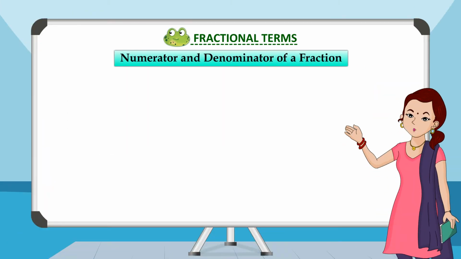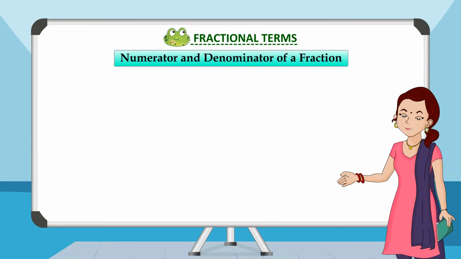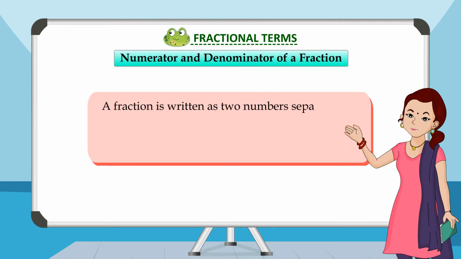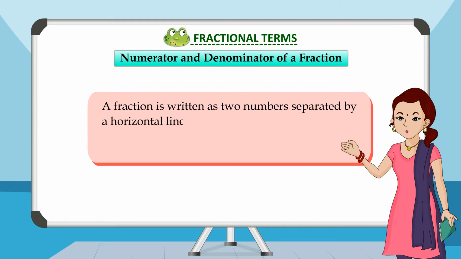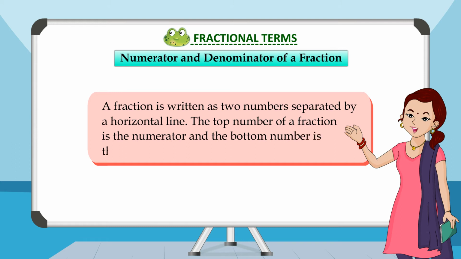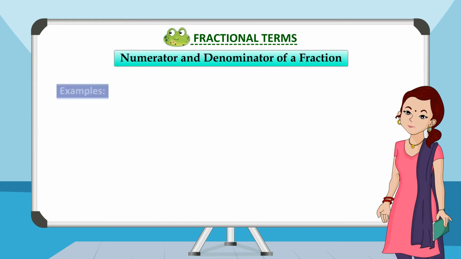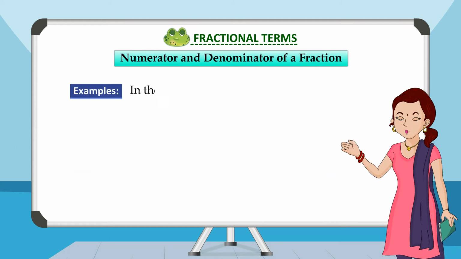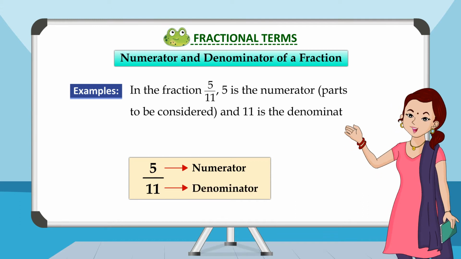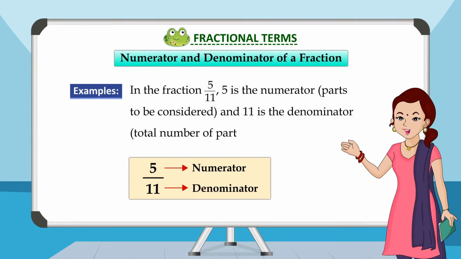Numerator and denominator of a fraction. A fraction is written as two numbers separated by a horizontal line. The top number of a fraction is the numerator and the bottom number is the denominator. For example, in the fraction 5 upon 11, 5 is the numerator, parts to be considered, and 11 is the denominator, total number of parts.